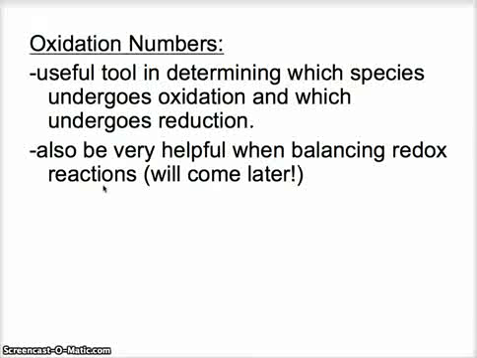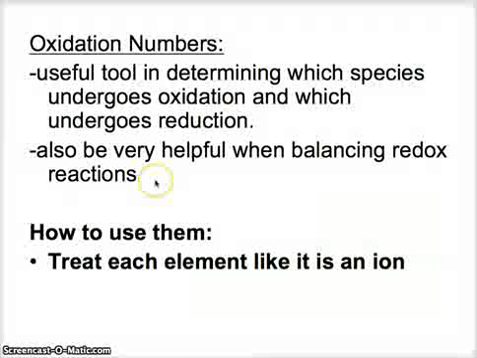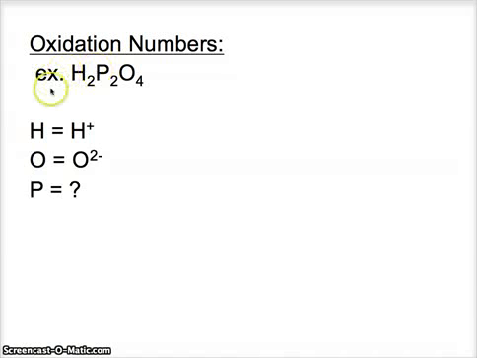How do you use them? What you do is you treat each element like it's an ion. So for example, if we have this species, H2P2O4, we will treat each element like it's an ion. So in this example, let's try to figure out what is the oxidation number for phosphorus. If we treat our hydrogen and oxygen as ions, we know that hydrogen has a +1 charge, oxygen has a -2 charge. So the oxidation numbers are going to be +1 for hydrogen and -2 for the oxygen.